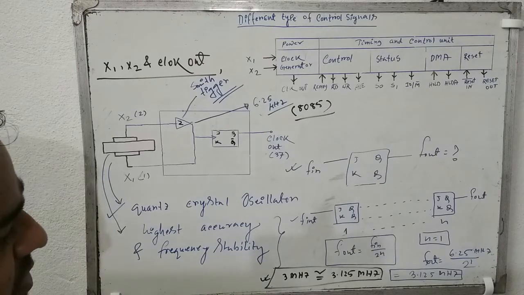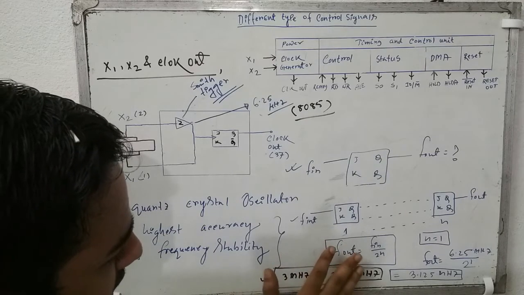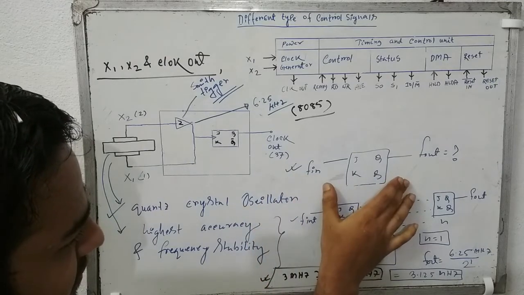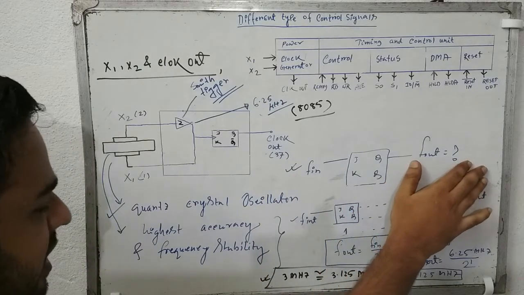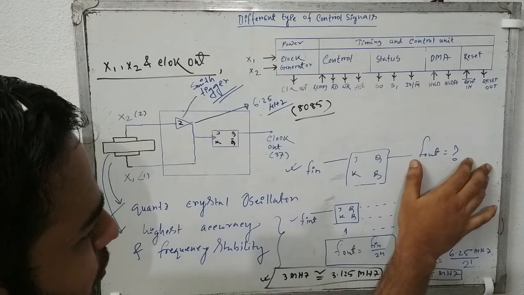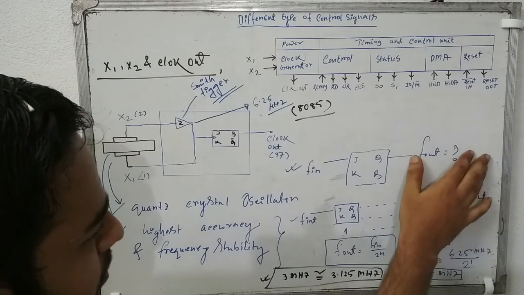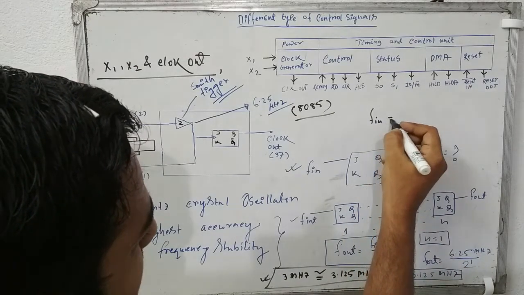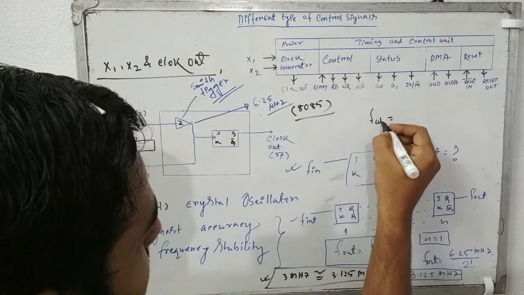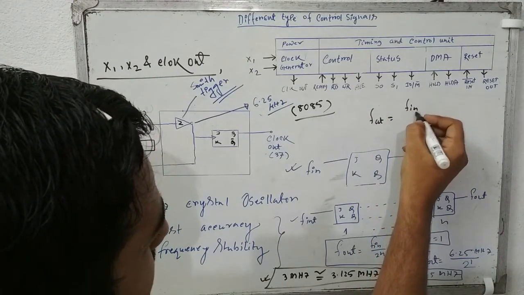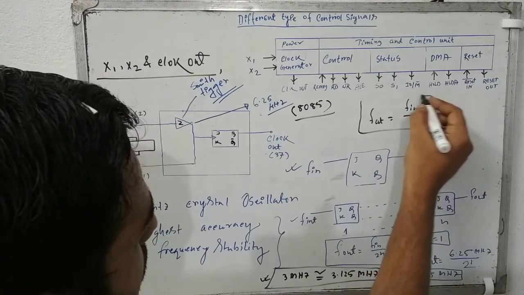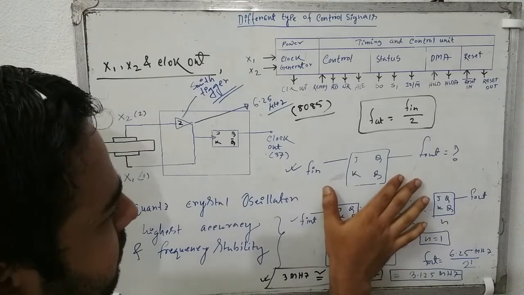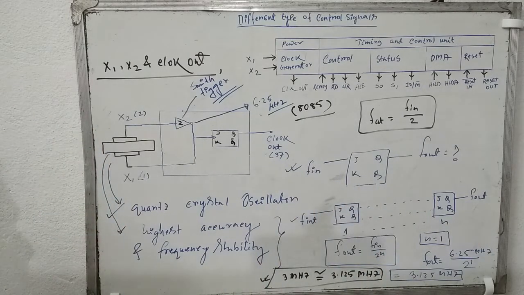But I have one question for you. Why, when we provide a frequency f in to the JK flip-flop and get a frequency f out, is the output frequency of one flip-flop divided by 2? That means f out equals f in by 2. Why does this happen in a JK flip-flop? What is the answer? If you know the answer, then comment below.